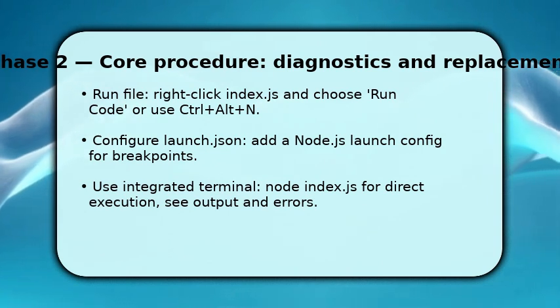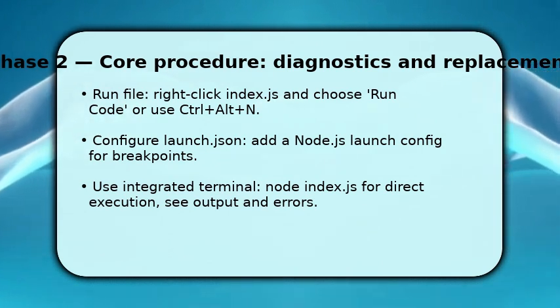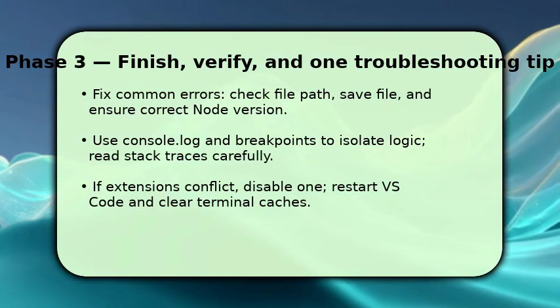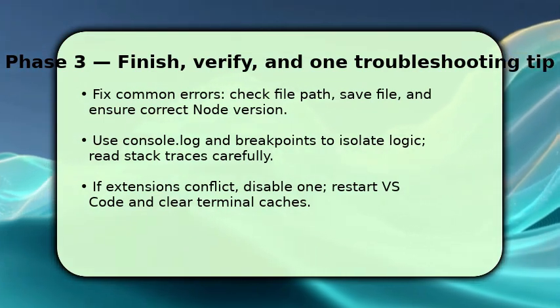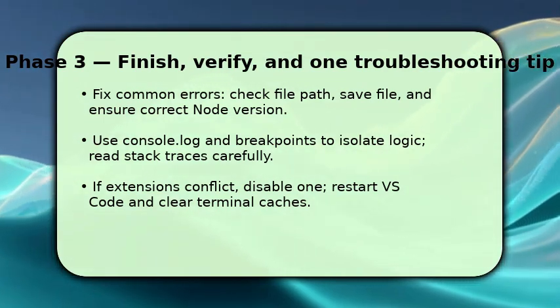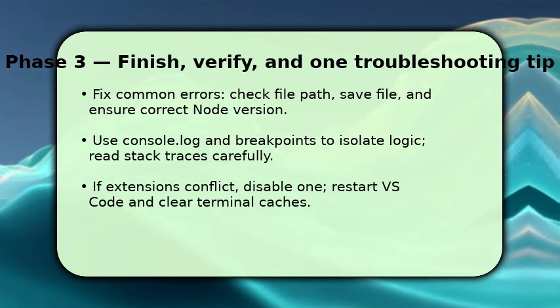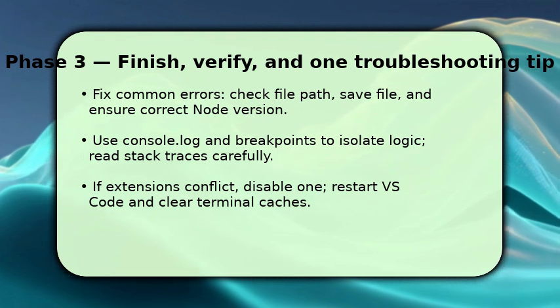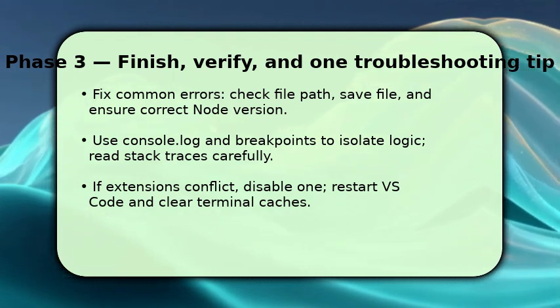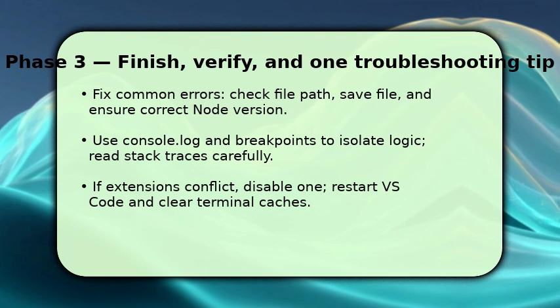To finish, save your files, run node index.js, and confirm the expected output. If behavior differs, use console.log or breakpoints to inspect variables. Stepping through reveals the why behind failures. Make sure your launch.json points to the correct program path, and that the node version matches your code requirements.